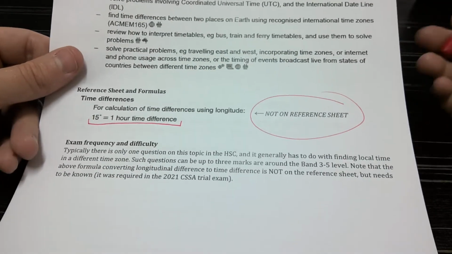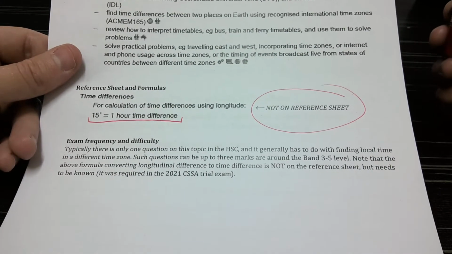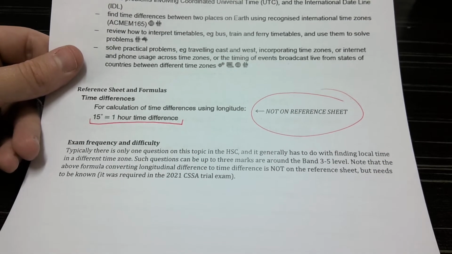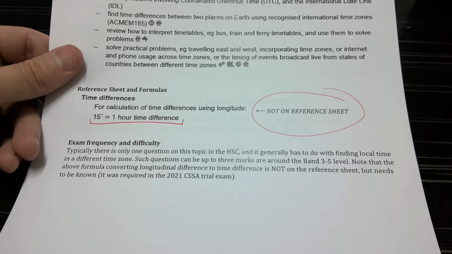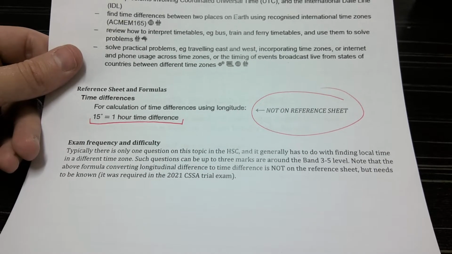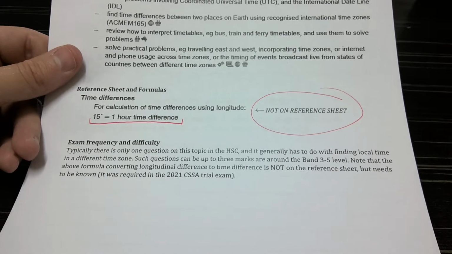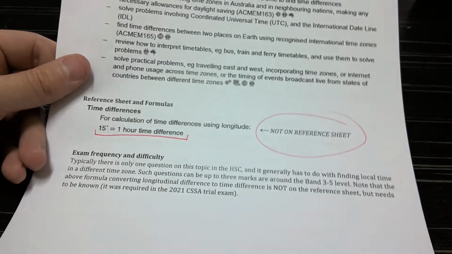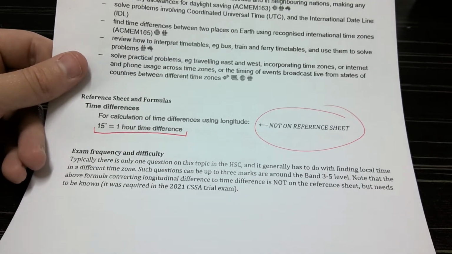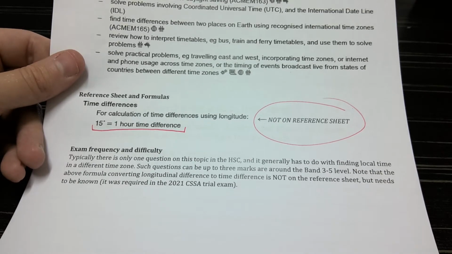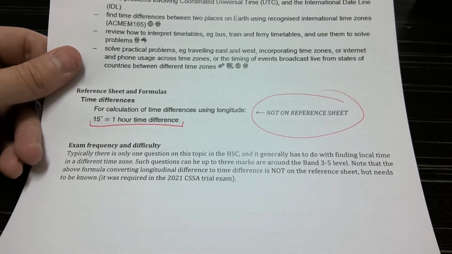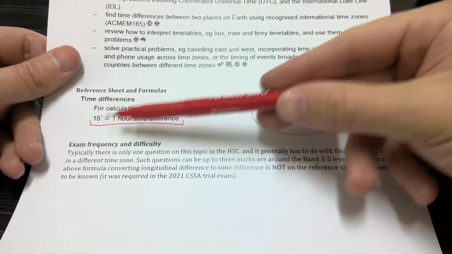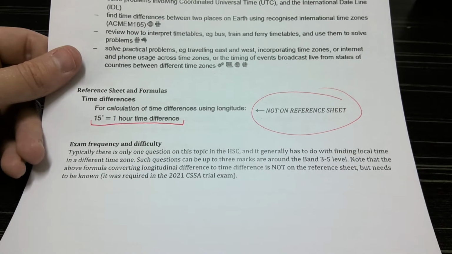And then lastly, talking about the frequency and difficulty, the kind of question that you could be asked is to find the time difference between two different places given some kind of situation. It might give you the time zones, so it might say this is UTC -5 and this is UTC +7, and then you can find the time difference. Or it might just give you the longitudes, like it did in the 2021 CWSA trial exam, where it just gave you longitudes. You need to find that difference and again use this idea that 15 degrees is 1 hour time difference.